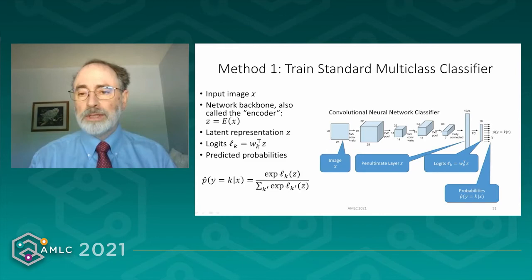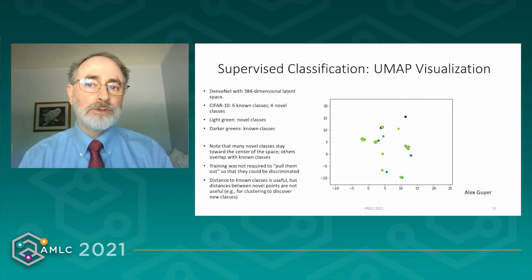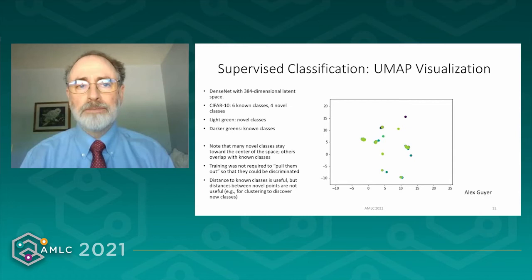or the confidence, which is 1 minus the maximum of the predicted probabilities, as our anomaly score. My student Alex Geyer has been doing a study to try to understand what is happening in the representation during supervised classification. So what he did was to take a DenseNet and train it on 6 known classes from the CIFAR-10 image data set, holding out 4 novel classes to be our anomaly classes. And then he took all the latent activations throughout the entire training process and did 1 big UMAP visualization of them.